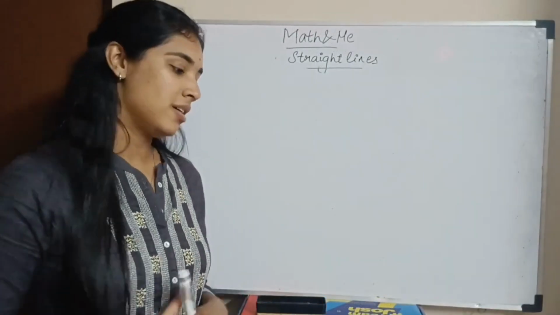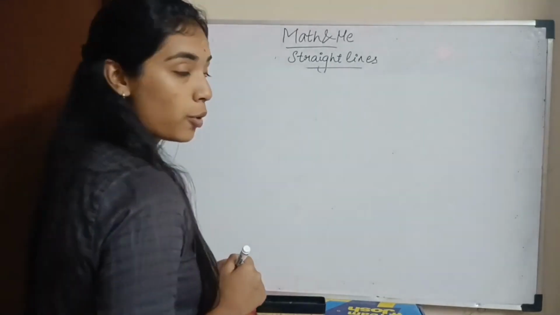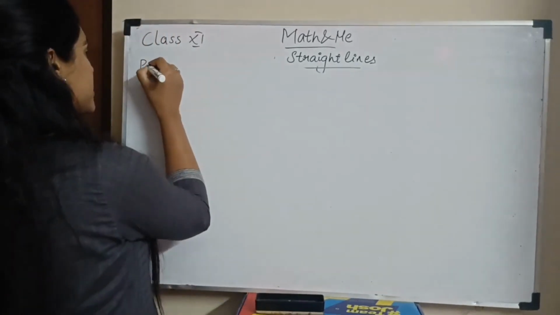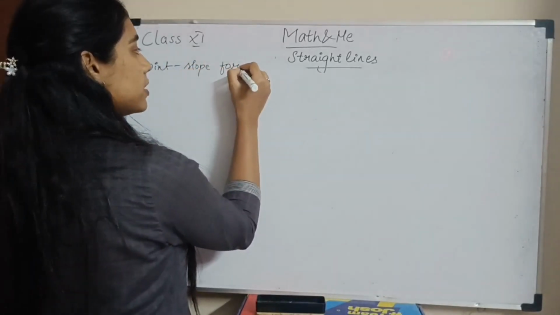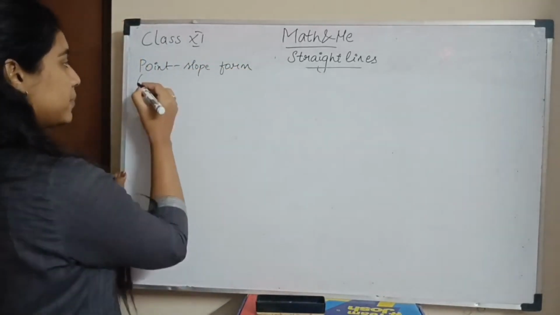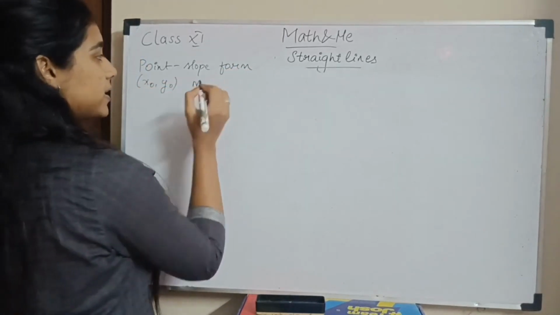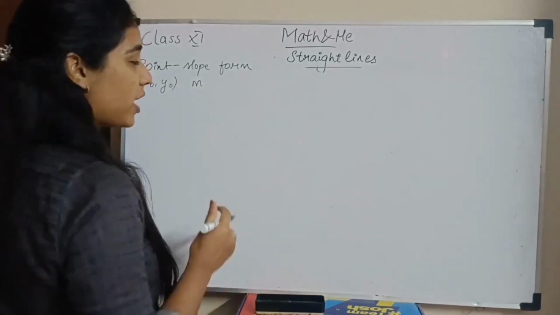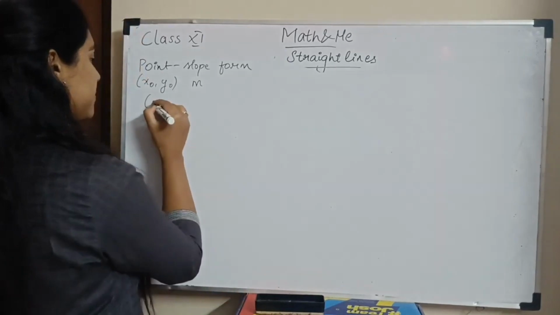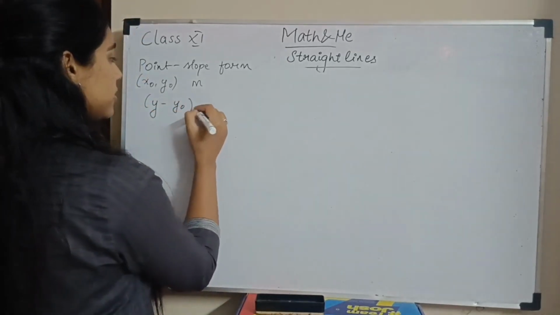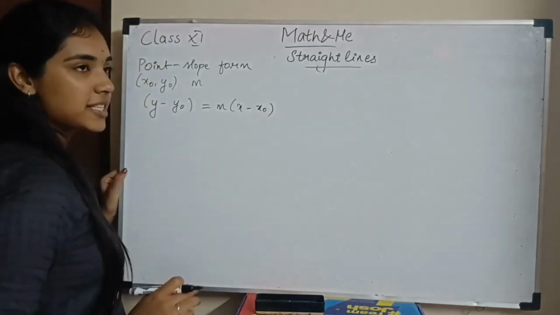Now we are going to see various forms of equations of line. So the first form is point slope form. So what is a point slope form? We have one single point which is x0 and y0, and the slope is given to be m. So when you have one single point and the slope, then the equation of the line will be y minus y0 equals m times x minus x0. Where do you get such an equation from?